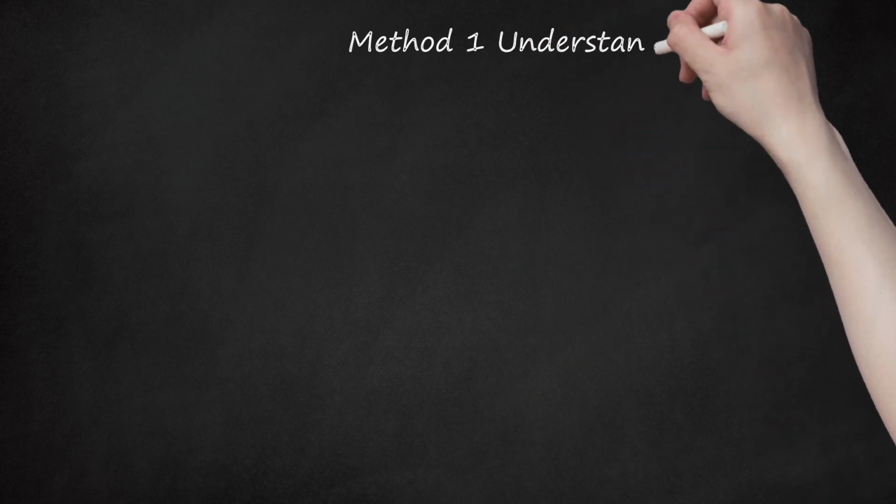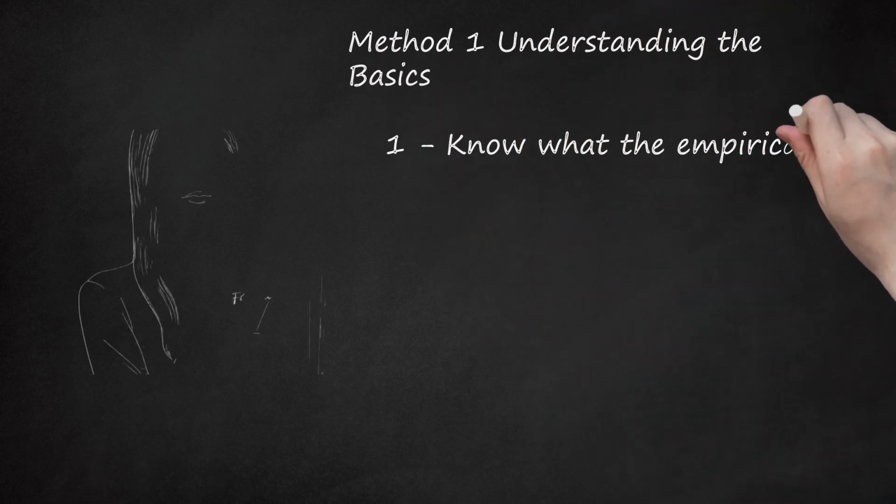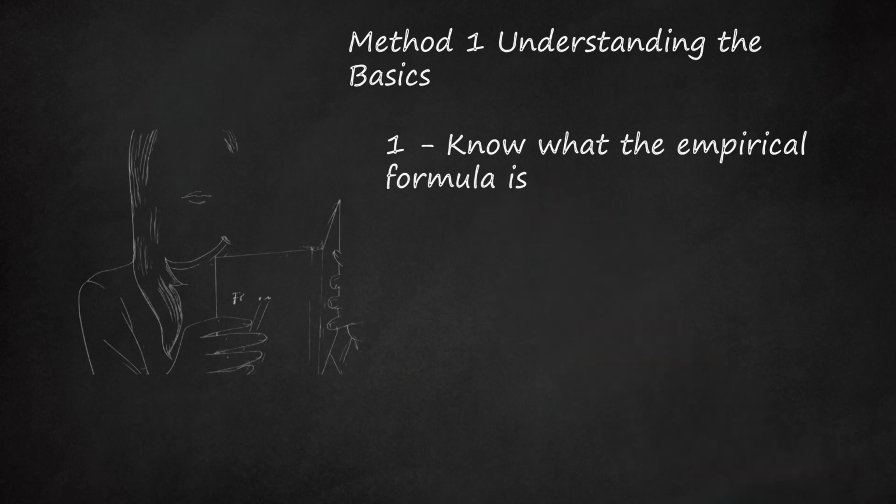Method 1: Understanding the basics. 1. Know what the empirical formula is. In chemistry, the EF is the simplest way to describe a compound. It is basically a list of the elements that make up a compound, organized by percentage. It's important to note that this simple formula does not describe the arrangement of the atoms within the compound, it simply states which elements the compound is made of.